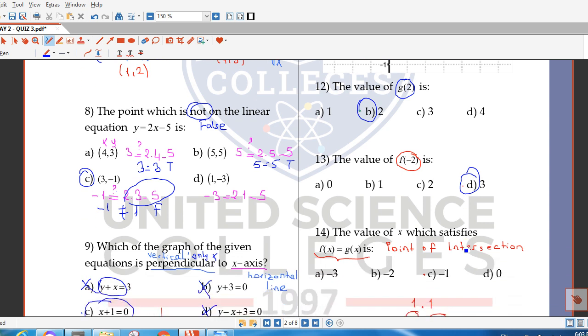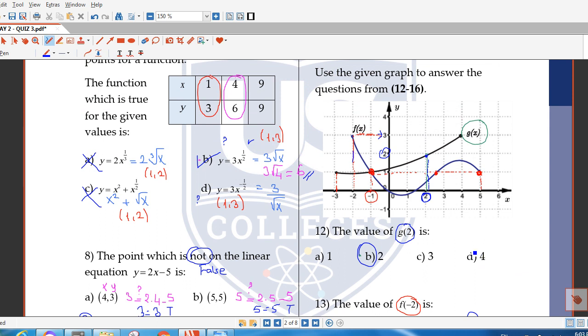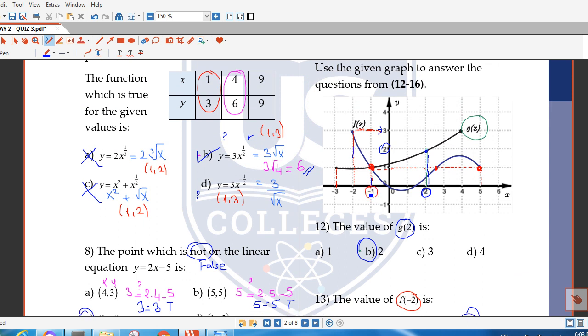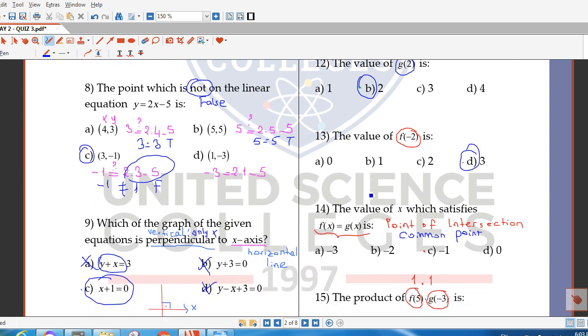Which x satisfies f of x is equal to g of x? It is the case of the point of intersection. We are looking for a common point for both functions. Common point. Let's turn to the graph. What are the common points? There's a common point here, and we need the x coordinate of the point, which is negative 1. Answer of question 13 is C.